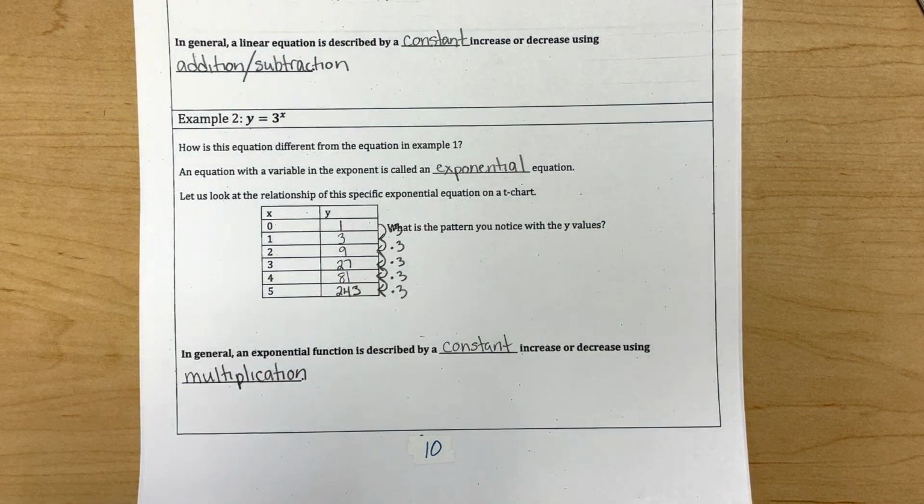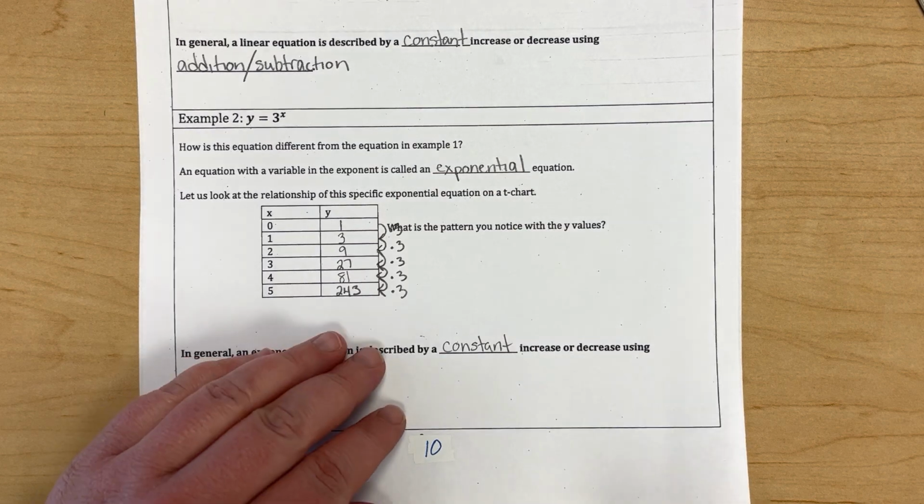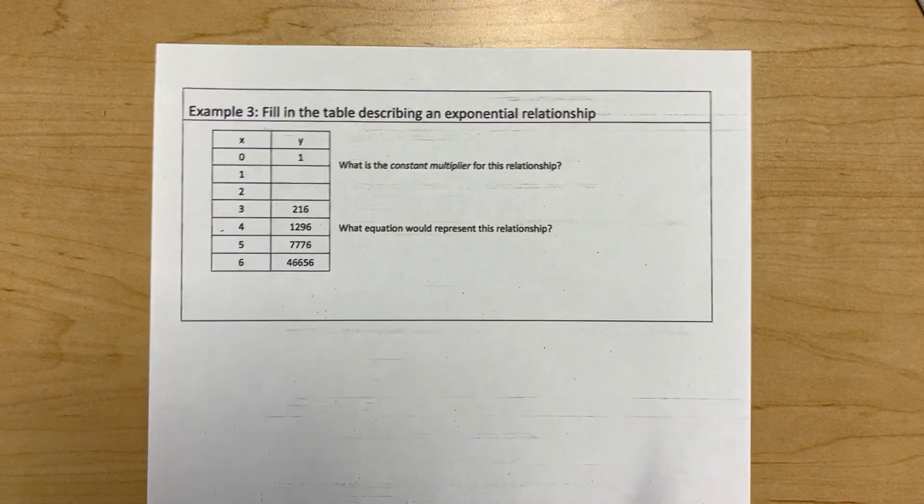So again, if you're given a table and you have to decide if it's linear or exponential, all you need to do is take a look at how the y values change. If it changes by addition or subtraction, you're dealing with something that is linear. If it's changing by multiplication, you're dealing with something that is exponential. Let's take a look at how that works.